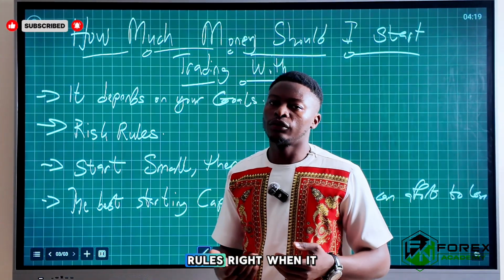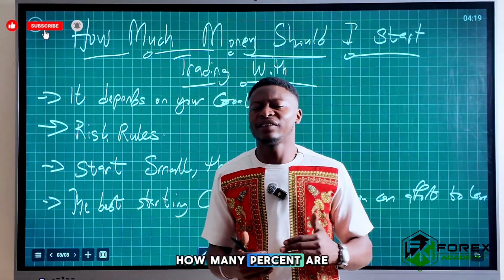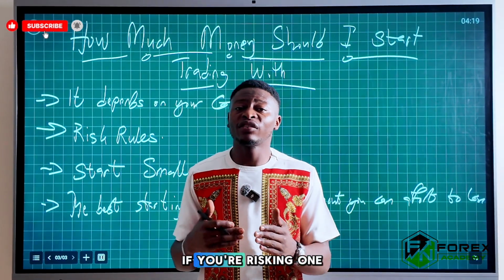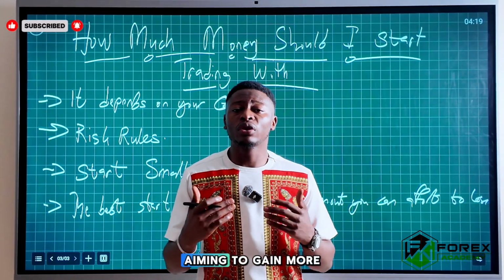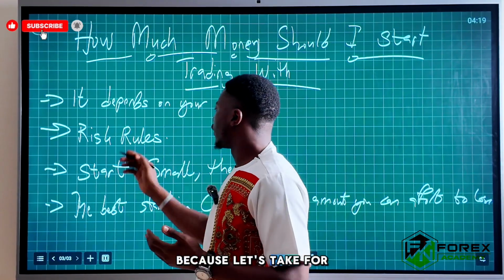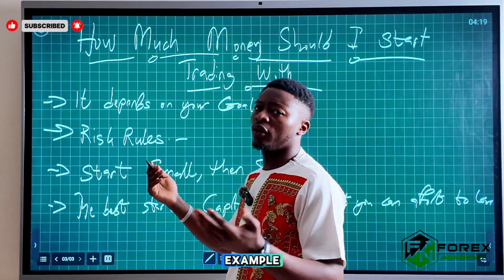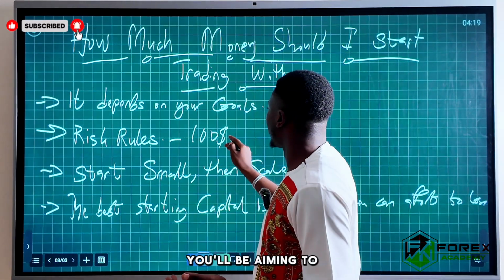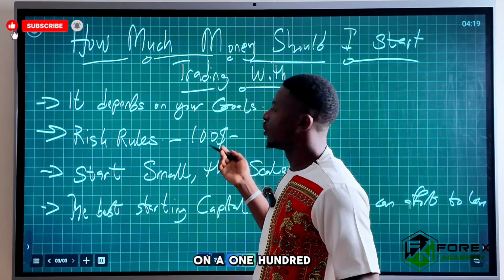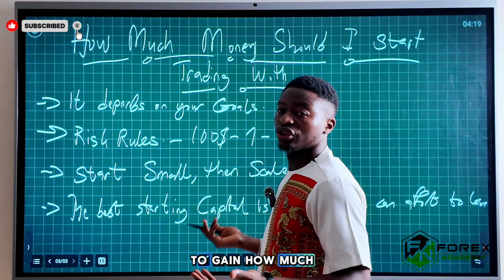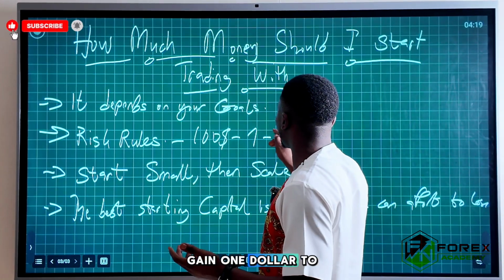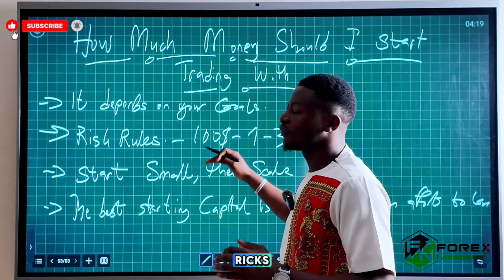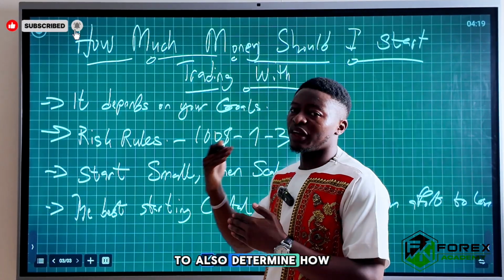The next point is risk rules. Based on your strategy, how many percent are you risking per trade? Is it 1% to 2%? If you're risking 1 to 2% per trade, then you should be aiming to gain more capital, right? Because let's take, for example, if you have a $100 account and you're aiming to risk 1 to 2% per trade, it means on a $100 account you're risking $1. To gain how much? Maybe a 1 to 2 risk ratio. If you're risking $1, you gain $3. It's not sustainable, right?